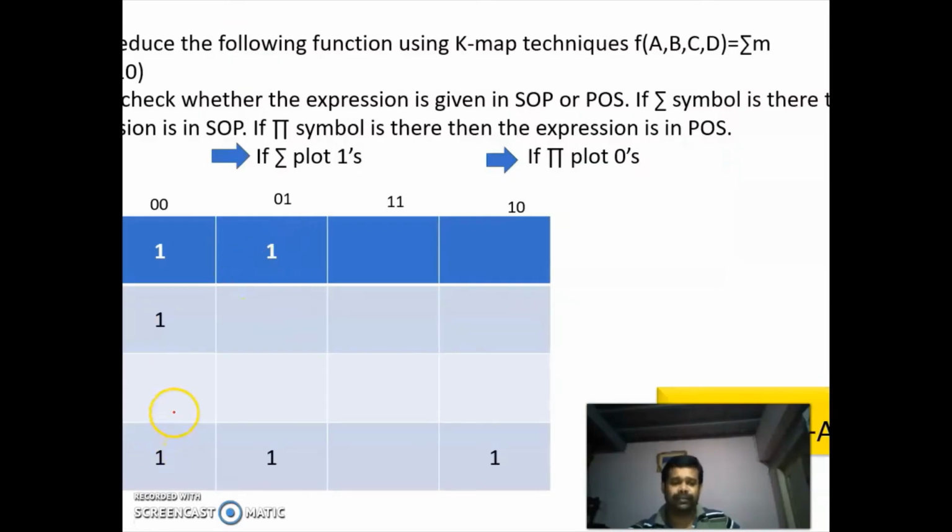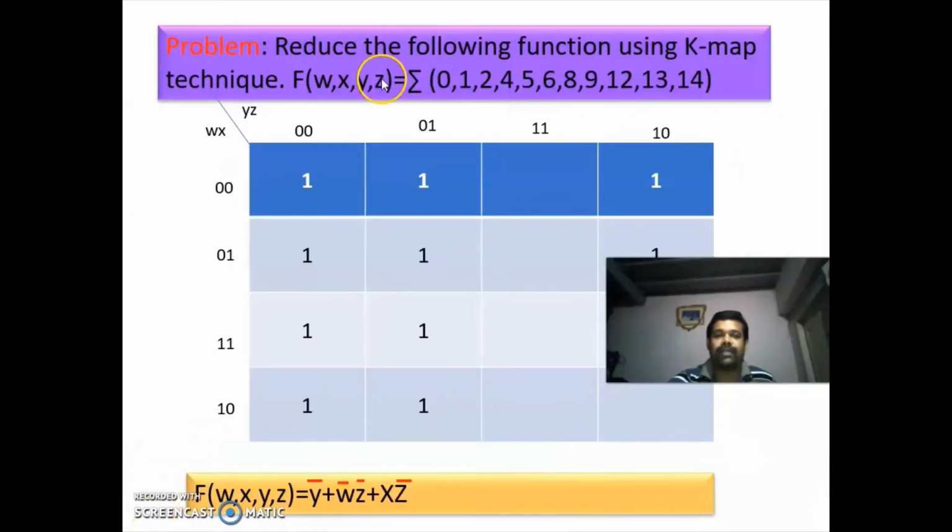So next we are going to see another problem. Reduce the following function using K-map technique. F of W, X, Y, Z is equal to summation of 0, 1, 2, 4, 5, 6, 8, 9, 12, 13, and 14. The given question is in SOP, and the number of variables is 4. So first we have to draw a 4 variable map. Then we have to plot the given numbers. Since it is SOP, you have to plot once. So we'll be getting like this. So here you are having 8 ones.